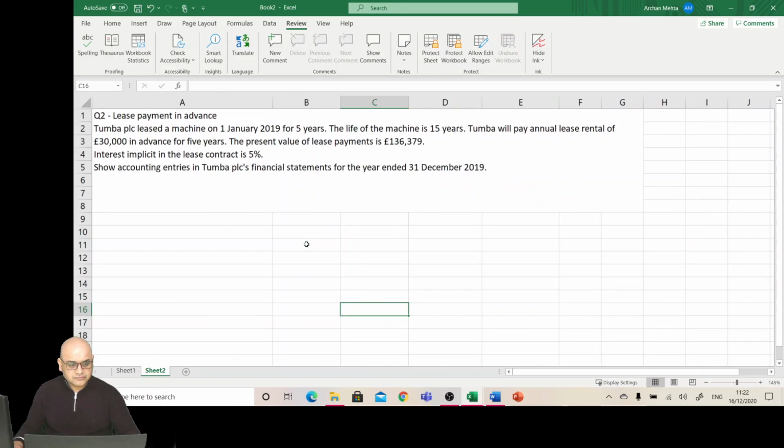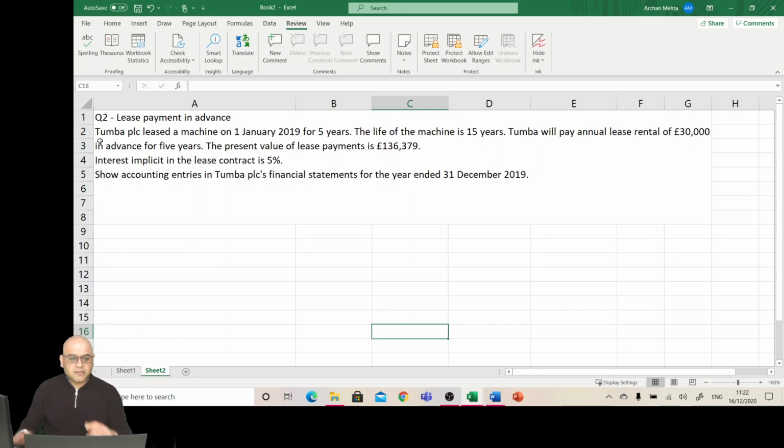Now let's see what happens if the payments are made in advance, at the start of the year. Most of the information given is the same, except for, let's read through it. Tumba PLC leased the machine on 1st January for 5 years, life of the machine 15 years. Tumba will pay annual lease rental of 30,000, but in advance for 5 years. The present value of lease payments is different because it is paid in advance. Interest rate implicit in the lease contract is 5%. That is not changed, and we need to show the figures in the financial statements.